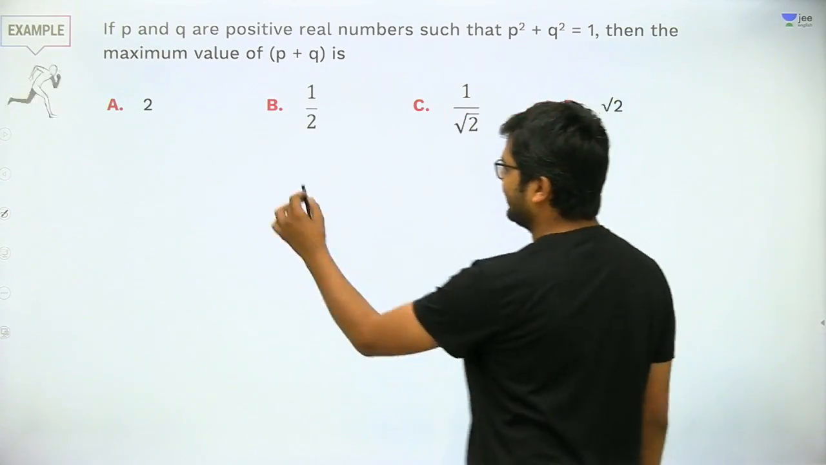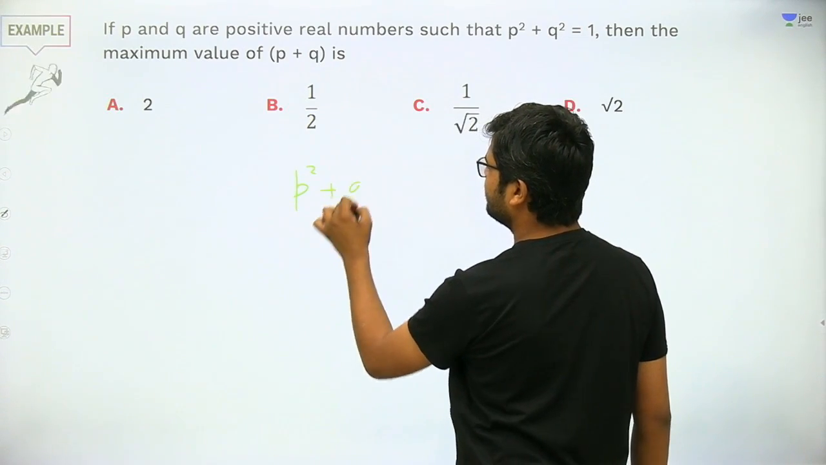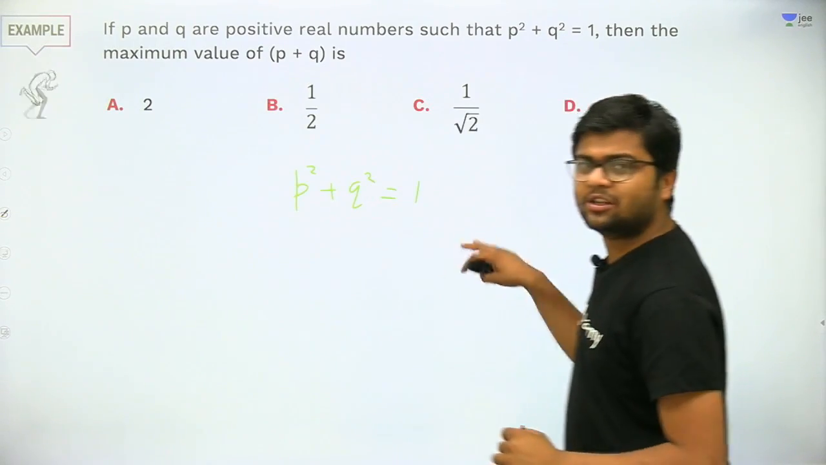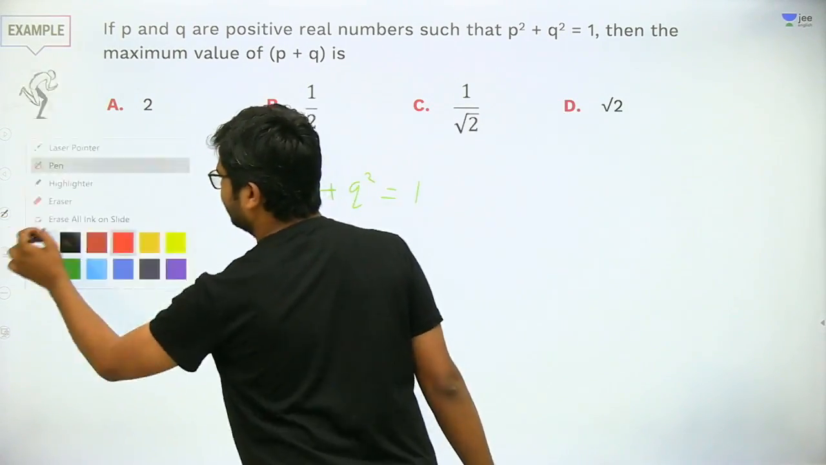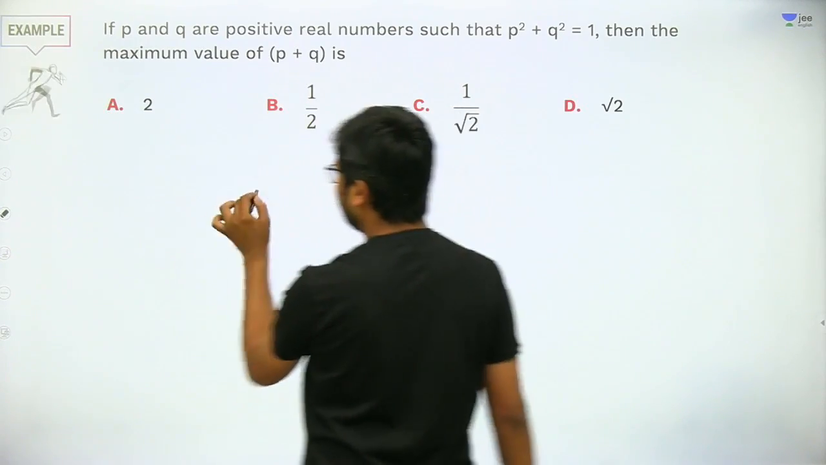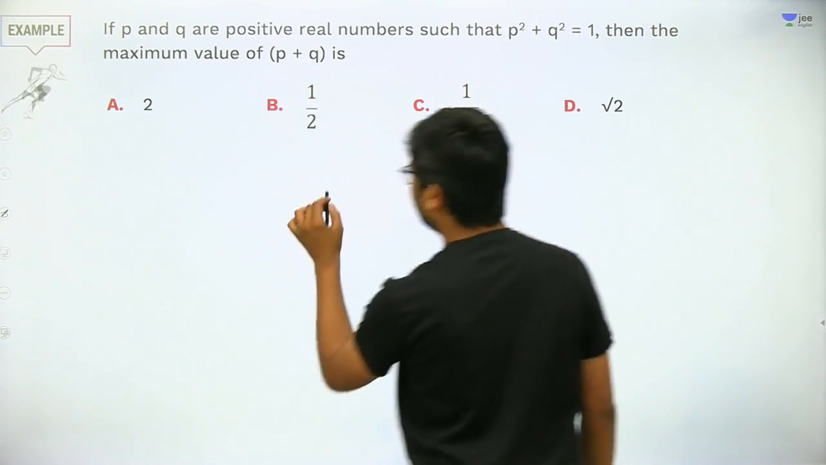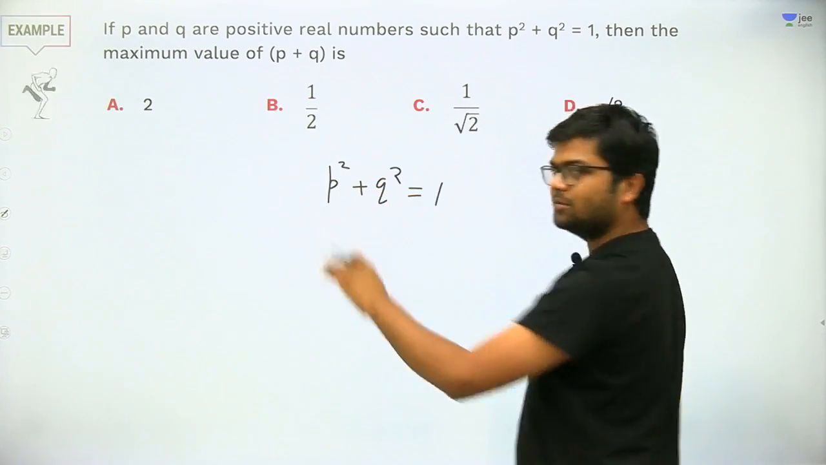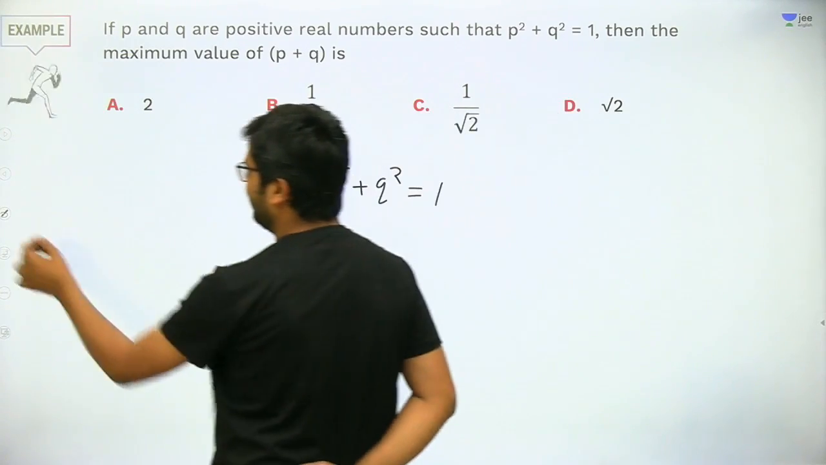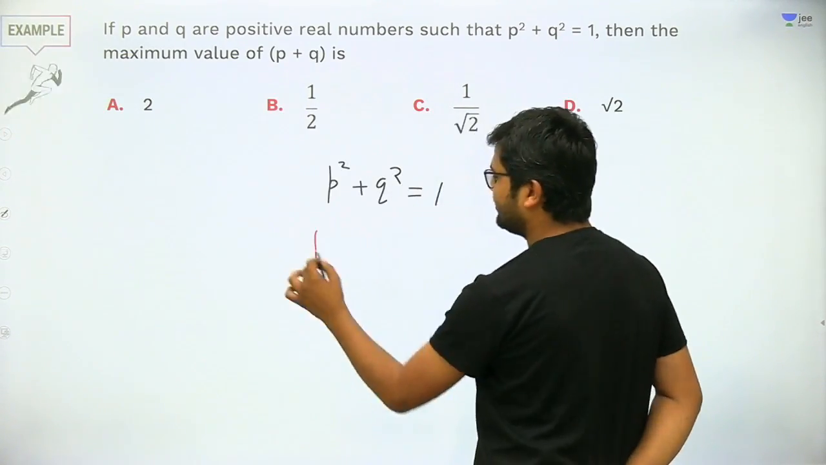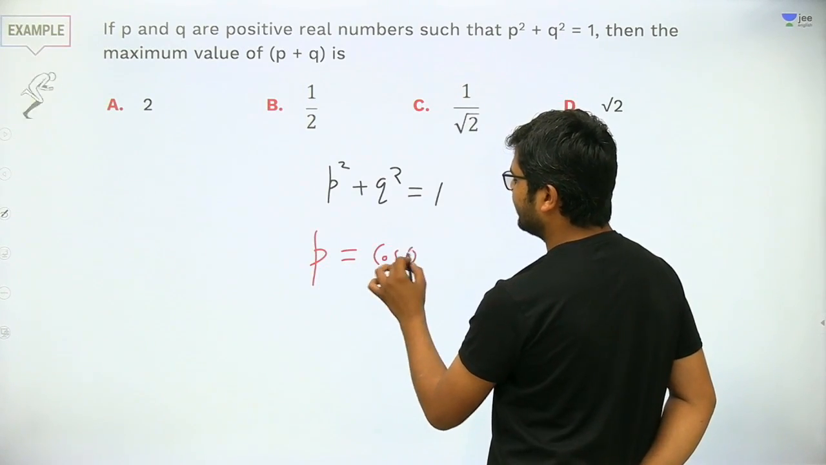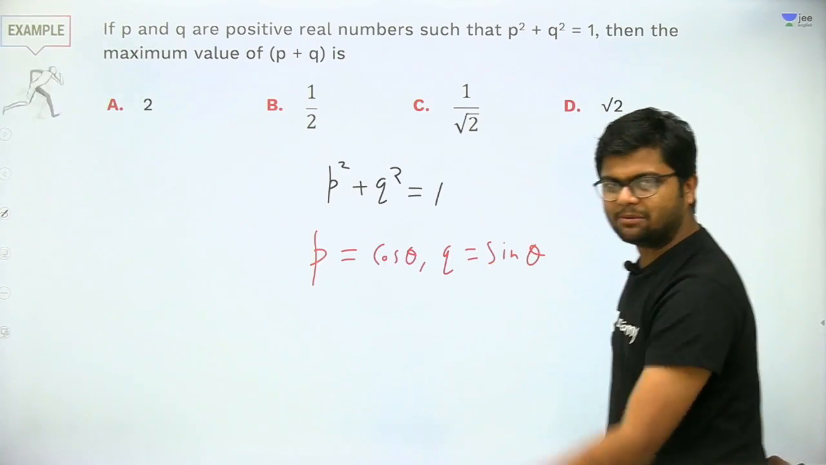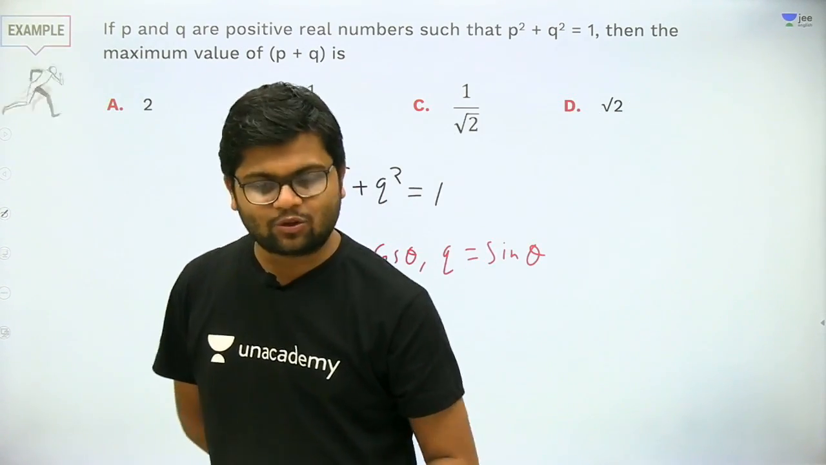Now just look at the second way. p square plus q square equal to 1. This we have been given in the question. I think this color is very light. So p square plus q square is given to us as 1. Now from this equation, I can imagine a very basic substitution, that p can be taken as cos theta and q can be taken as sin theta, or p can be taken as sin theta and q can be taken as cos theta.